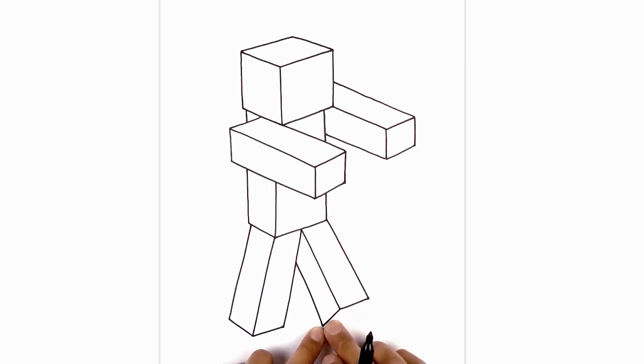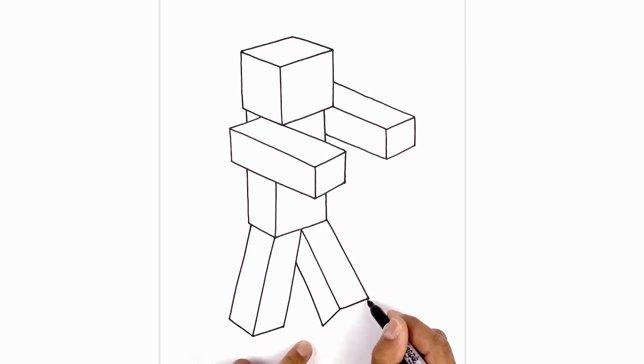Now we want to show the bottom face of the leg. So we're going to take this line, and from this corner, we're just going to follow that same angle and same length coming down. We'll connect those 2 points with an angled line.